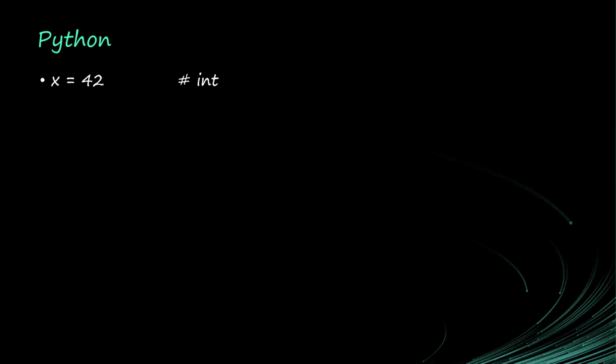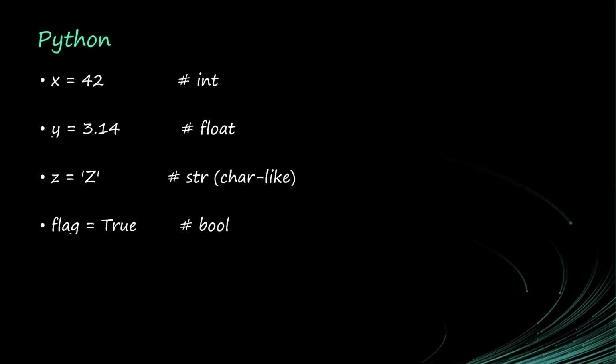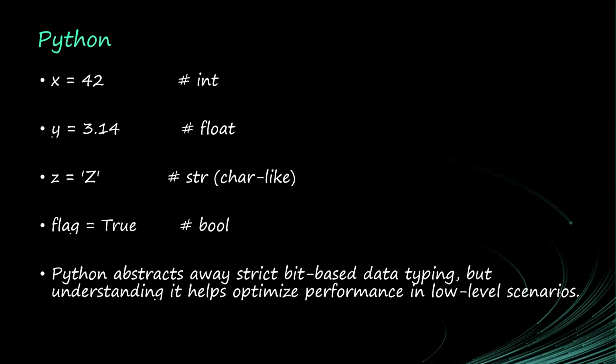Then in Python, Python does not even declare types. There's something about Python we call dynamically typed. So Python uses inference. You can see Python does not even specify the type of the variable, but don't worry, as we go, you're going to understand the reason why. So Python abstracts away strict bit-based data typing. Python doesn't want you to worry about data types. Once you give it the value, Python will use something we call inference. It will infer the type of data based on the value you give it.